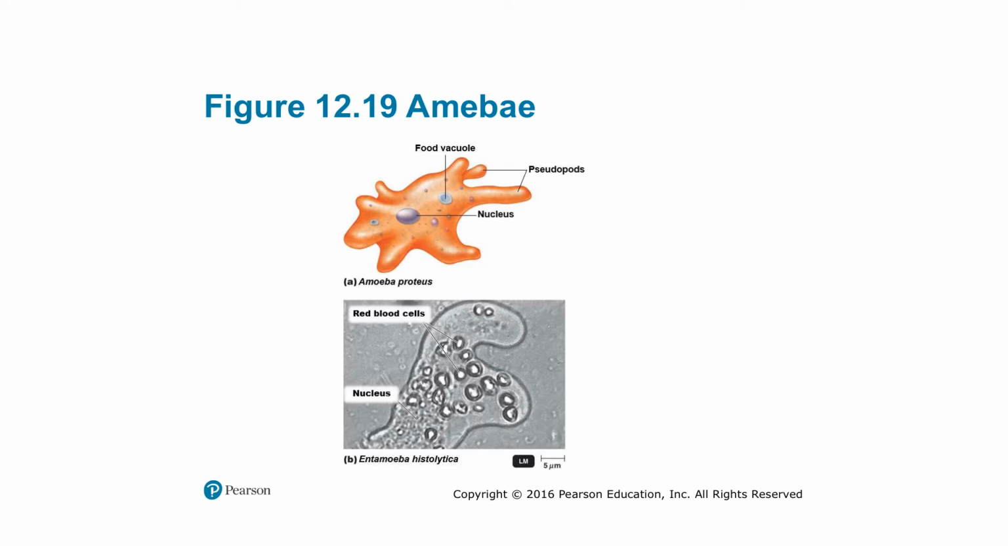So here we can see the pseudopods up here at the top, and what they do is they stretch them out and then they kind of move towards it. So they have this amoeboid motion is how they describe it. So they kind of reach out and then they bring the whole cell towards that pseudopod.